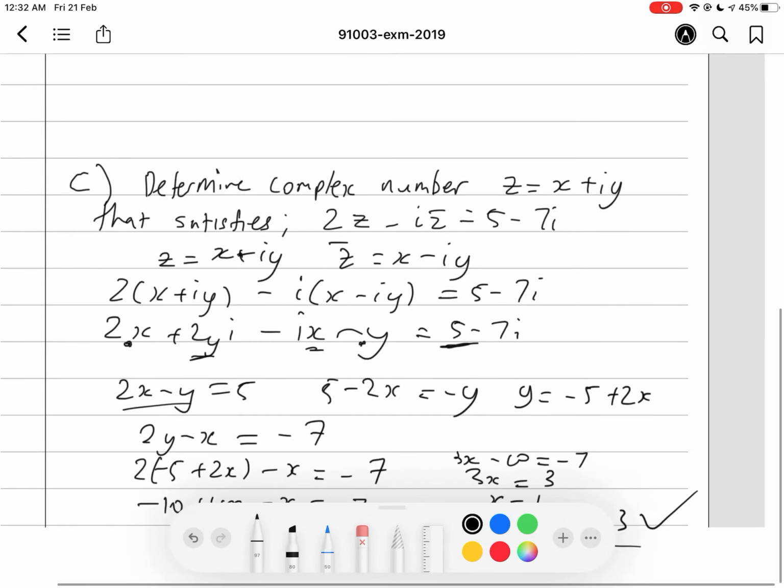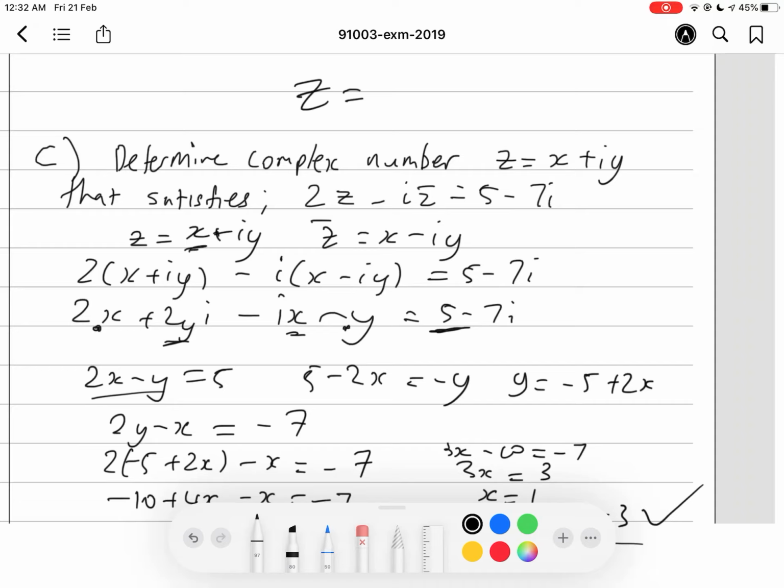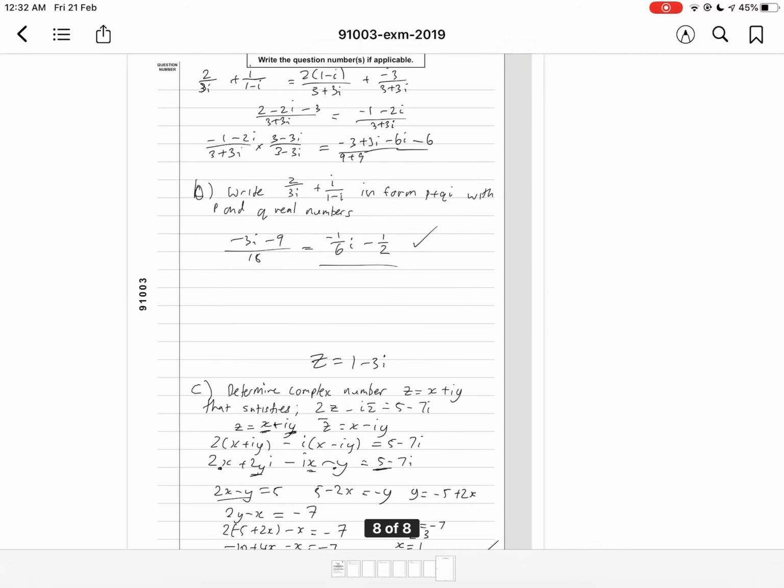And therefore, we write our final complex number. So our final complex number will be z equals... Our x value is 1, so 1, and our y value is negative 3, so minus 3i. Done.